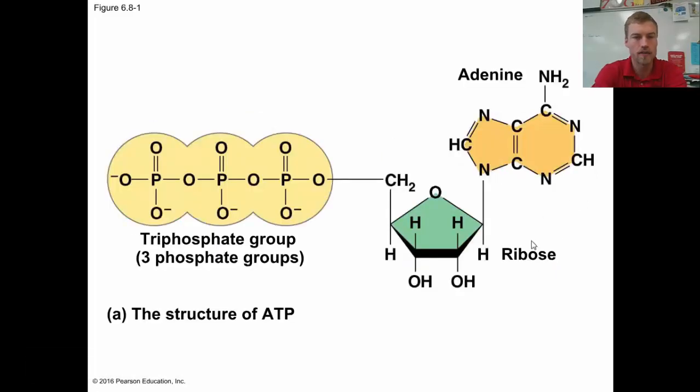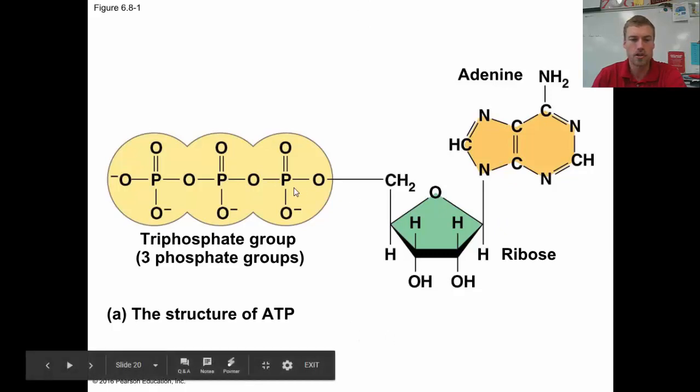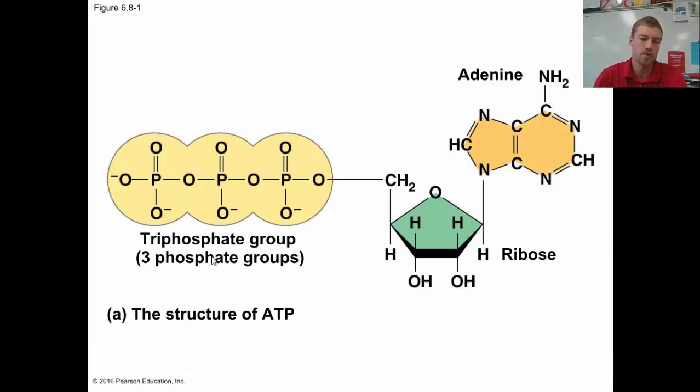Now, this is the structure of ATP, and it's important that we understand the structure to understand how it carries energy and how that energy is released. Again, you'll notice that this is a nucleic acid. It's got an adenine nitrogenous base. It has a ribose sugar, and then it has 3 phosphate groups, which is why it's called a triphosphate.